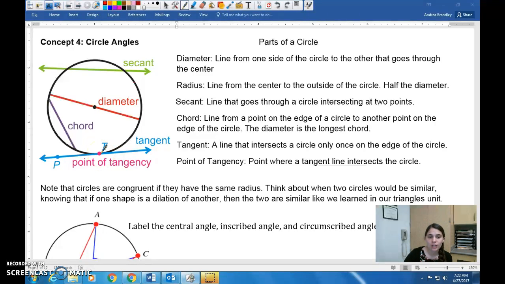So those are a lot of definitions, but it helps us to understand the structure of the various things that we're going to be talking about.